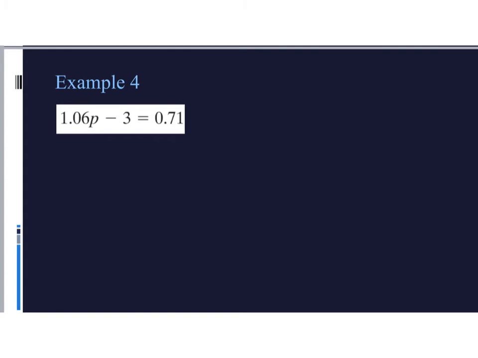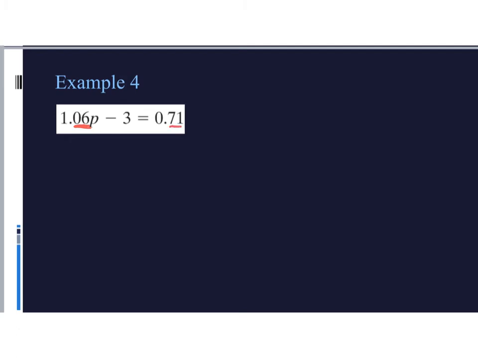Now we're on to the decimals. Now decimals, although they are not very hard, sometimes it's just easier to not have to deal with them. So what I like to do is always get rid of my decimals. To get rid of decimals, you have to see which number has the most decimal places. So when I look at this right here, I see that I have 1.06, so that has 2 decimal places. The 3 doesn't have any, and the 0.71 has 2.